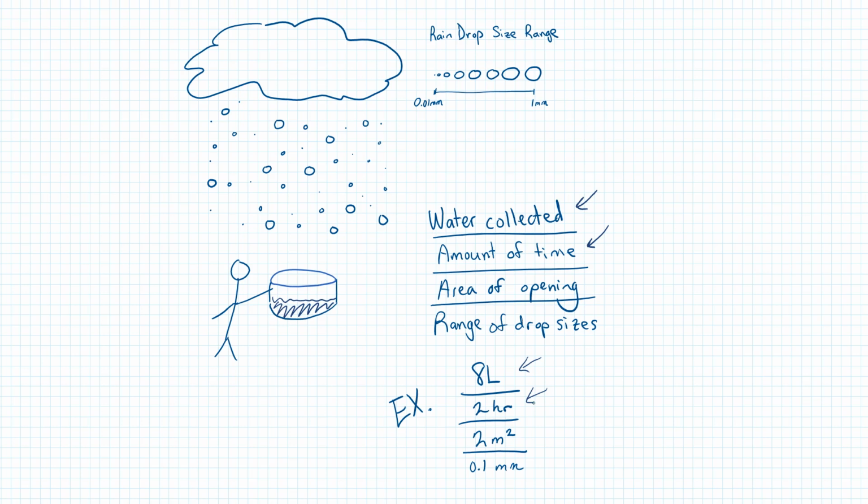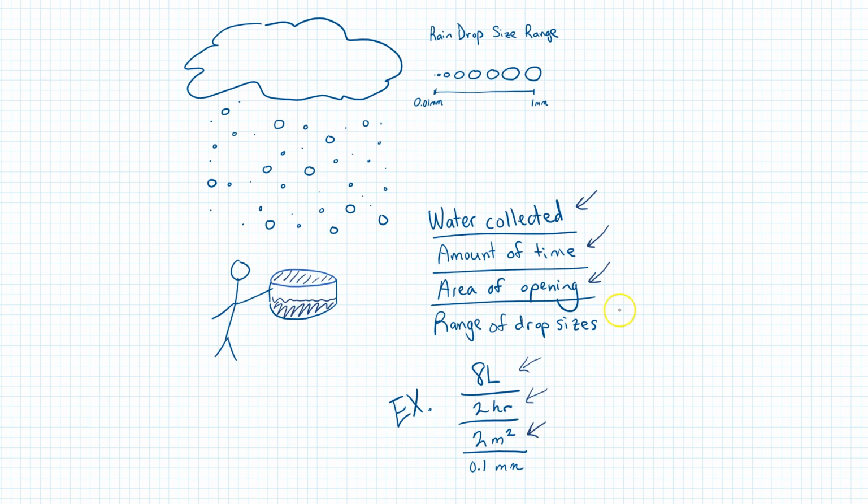Another thing you want to keep track of is the opening of your bucket and how much area this occupied, because the wider this bucket and the bigger this area, the more rain that would fall into it. So you'd want to know how big of an area you were catching rain over. And so, like the time, you could just divide by the area of the opening to keep track of how much rain you were getting in liters per how much time per amount of area.